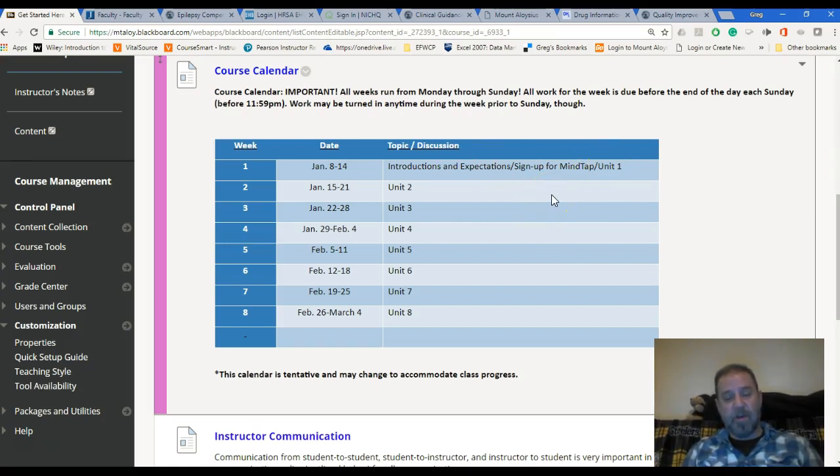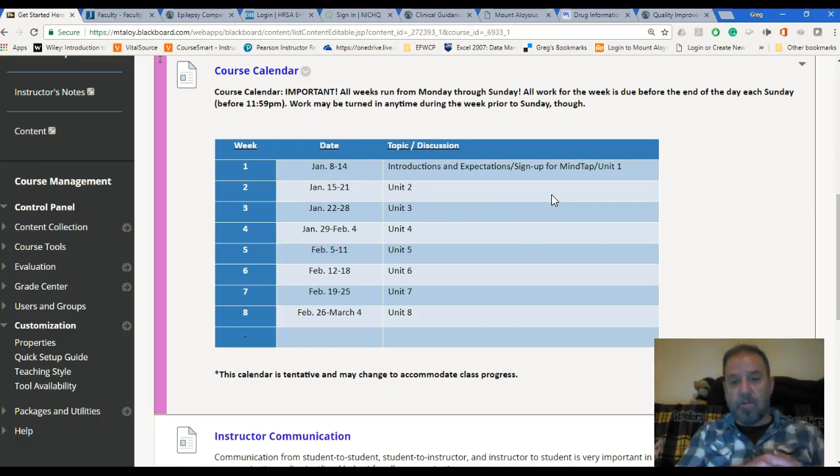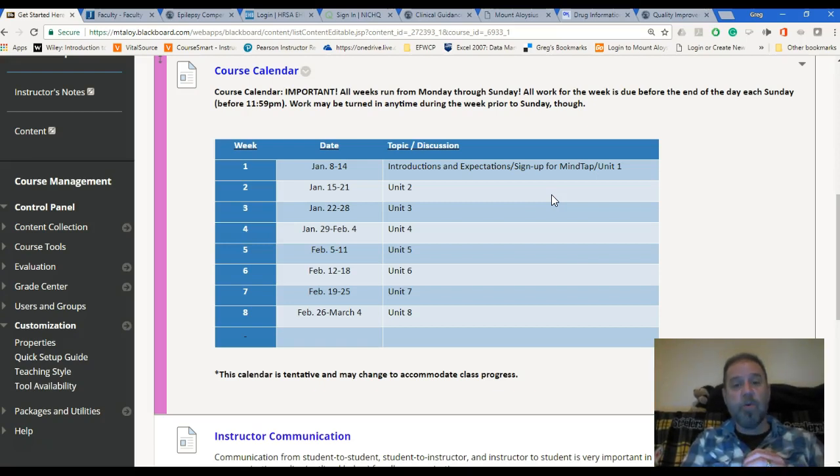I try to simplify this as much as possible, because I know with fully online courses, the navigation can be a real tricky issue sometimes for students. So I just broke it down. I eliminated a couple of the units. The textbook calls them units. I prefer to call them chapters. However, I'm sticking with the textbook language here. So Unit 1 is Chapter 1, Unit 2, Chapter 2, and so on. We're going straight down through from Unit 1 through Unit 8.